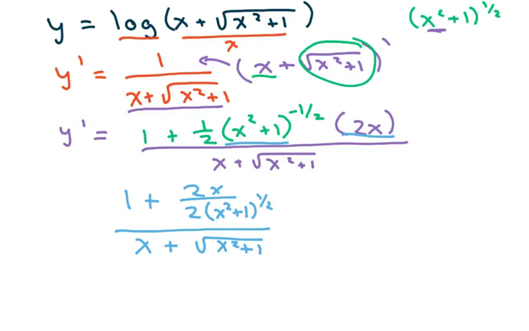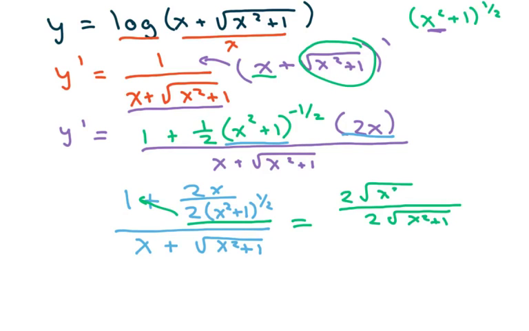Now if I get my common denominator for my numerator, it's just that. So I'm going to go ahead and cross here. I'm going to make my whole denominator for my numerator to be this. I'm going to write this as x squared plus 1, and then I'm going to have to multiply that. So that's going to be 2 times x squared plus 1 plus 2x. And this is all over x plus the square root of x squared plus 1.